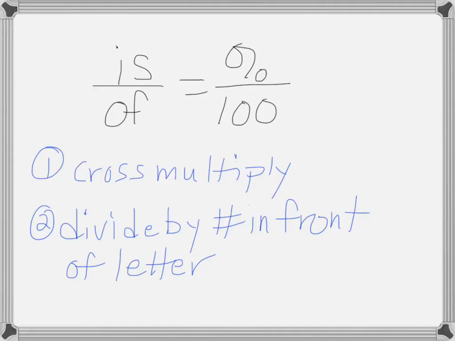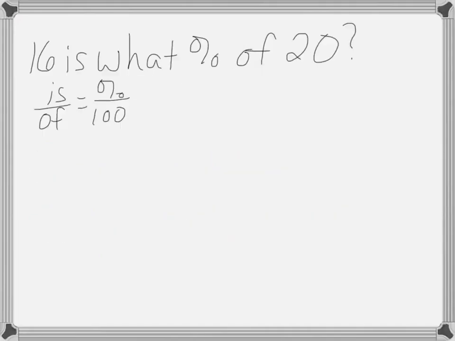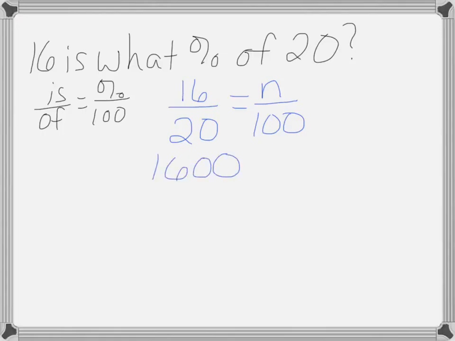So let's look back at that problem again. 16 is what percent of 20? 16 is the is word, over 20 is the of word, equals, we're missing the percent, so that's where I'll put my letter. It can be any letter at all. I'm just going to use n over 100. Now we cross multiply. Diagonally, 16 times 100 is 1600. Then equals, diagonally the other way, 20 times n is just 20n.